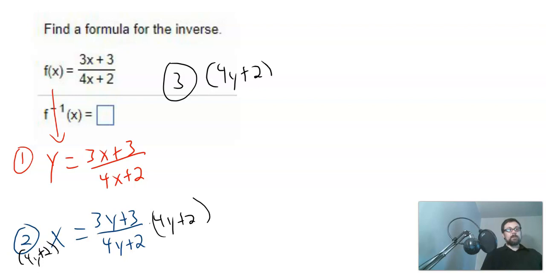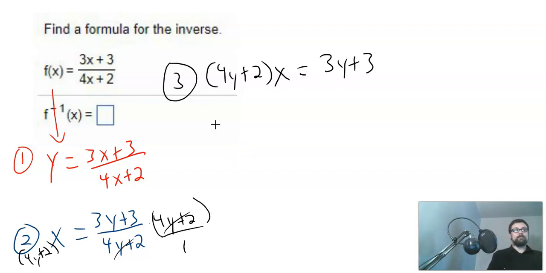So we get (4y plus 2) times x on the left-hand side equals 3y plus 3 on the right-hand side, because what happens here is the 4y plus 2's cancel out, and we're just left with the 3y plus 3. And on the left-hand side, what you see here is what you get. Right? It's this. Now, the second obstacle, so the first obstacle was the fraction, but we handled that. We've learned how to deal with that previously.